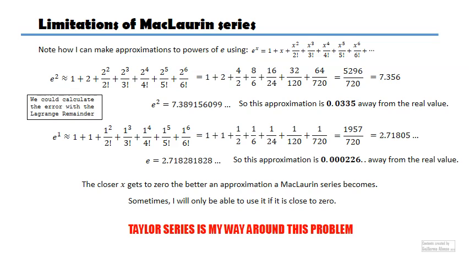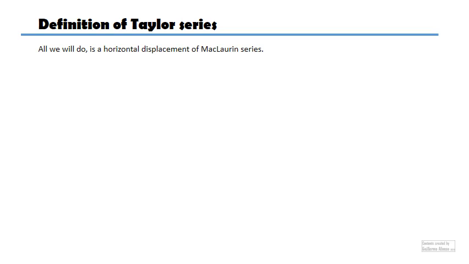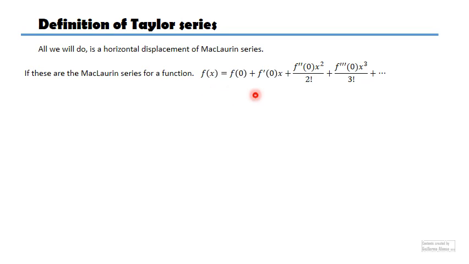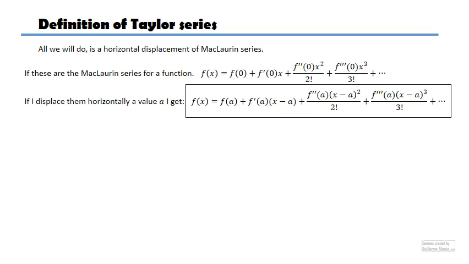My way around this is going to be Taylor series. And what I'm going to do is a horizontal displacement of my MacLaurin series. Now remember, if I want to translate a function horizontally, I have to write x minus 1, x minus 2, x minus 3. Remember that, right? Think about the quadratics. I'm just going to do the same thing. If this is the MacLaurin series for a function, wherever I have an x, I'm going to write x minus a, x minus a, x minus a.